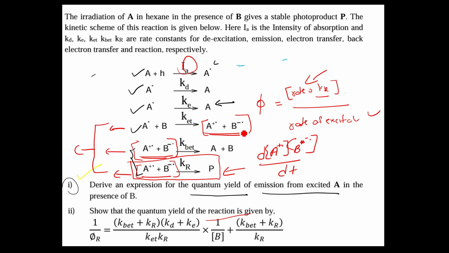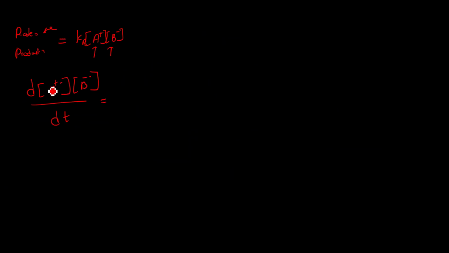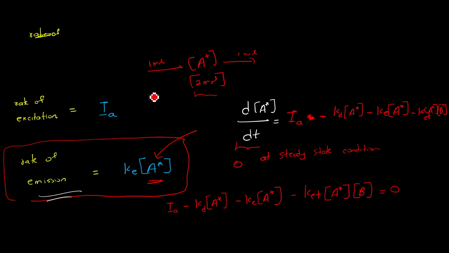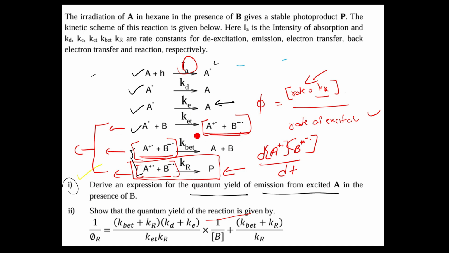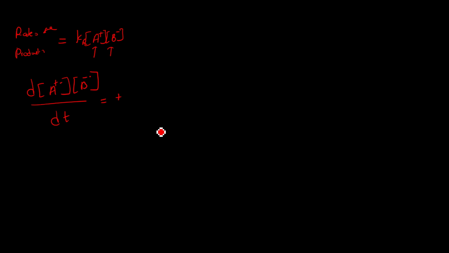Here it's a formation, right? So we have introduced our rate expression for the formation of both these. It's positive because it's a formation. And now k_ET, there are two reactants, and the two reactants are A star and B.